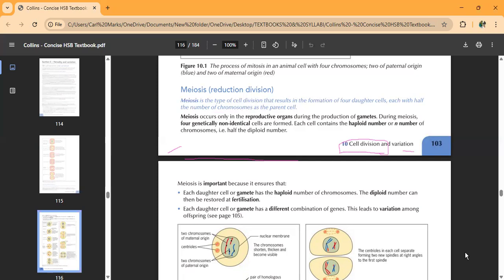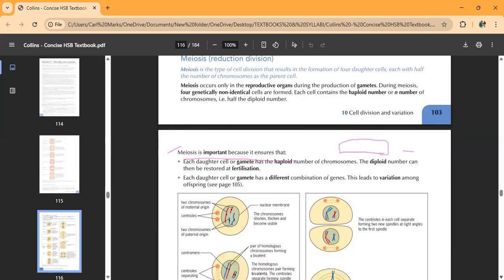Now, each daughter cell is going to have a different combination of genes, and this is what gives us variation, or what we call variety among the offspring. Sarah, you have siblings, right? Everybody here has siblings, brothers or sisters, right?